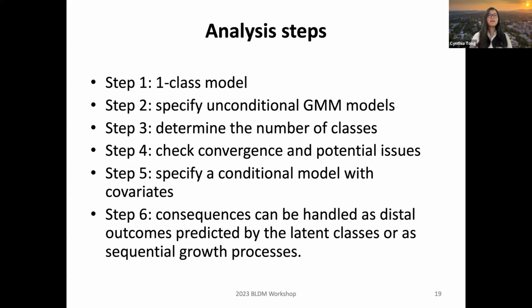One thing is that we want to see if it's necessary to really go further to fit a growth mixture model. So we fit a 1-class model to see if there is truly population heterogeneity. If the variance of the latent intercept, latent slope, or the random coefficients is small, then it probably doesn't make sense to go further to fit growth mixture models.